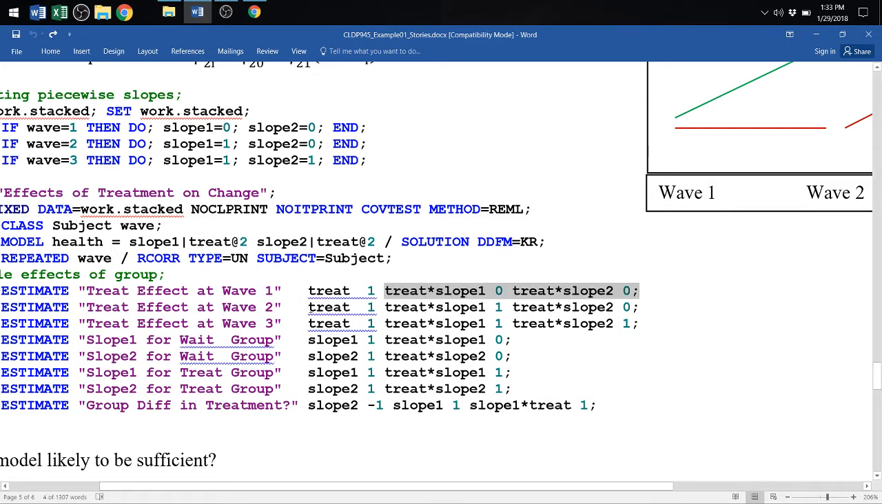Treatment effect at wave 2, still treatment 1 because that's the thing I'm trying to estimate. And the values here reflect the codes for slope when wave equals 2. So slope 1 gets a 1, slope 2 gets a 0. And then at wave 3, all 3 of the terms get a 1.